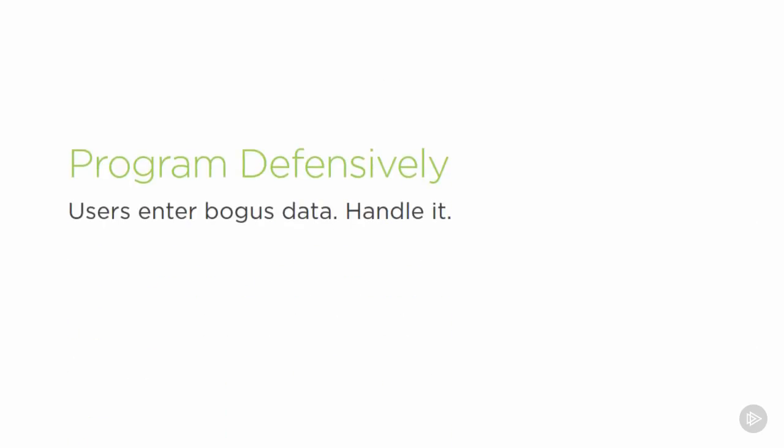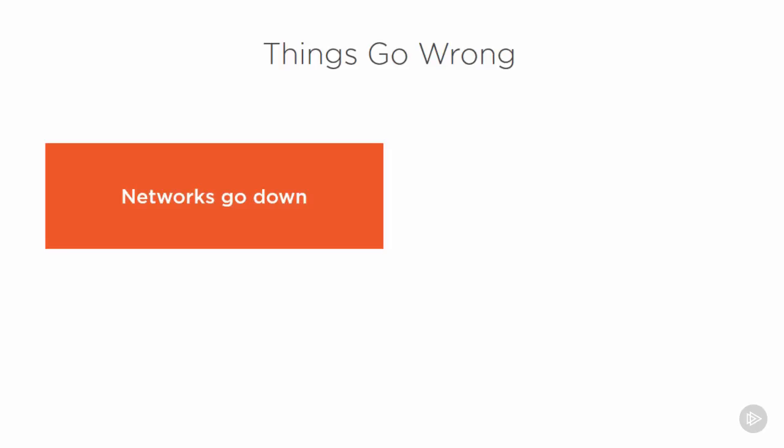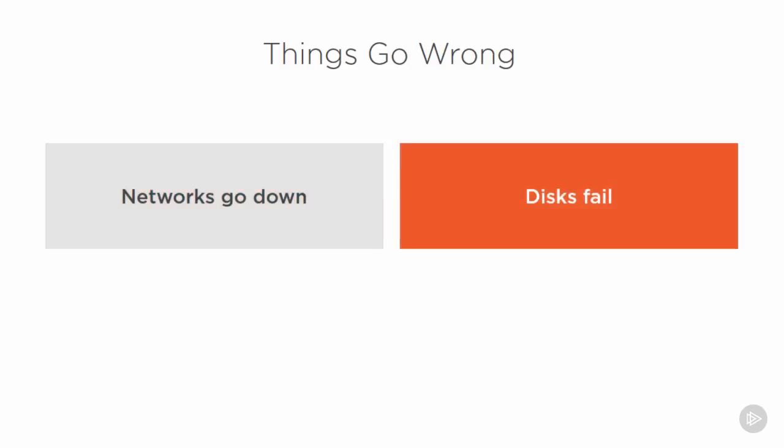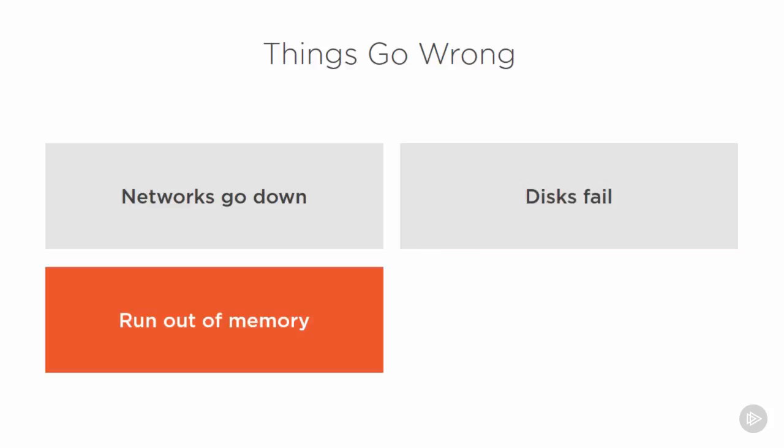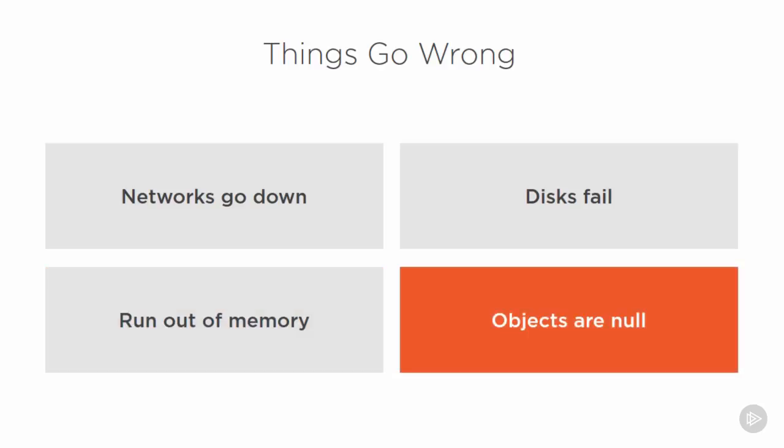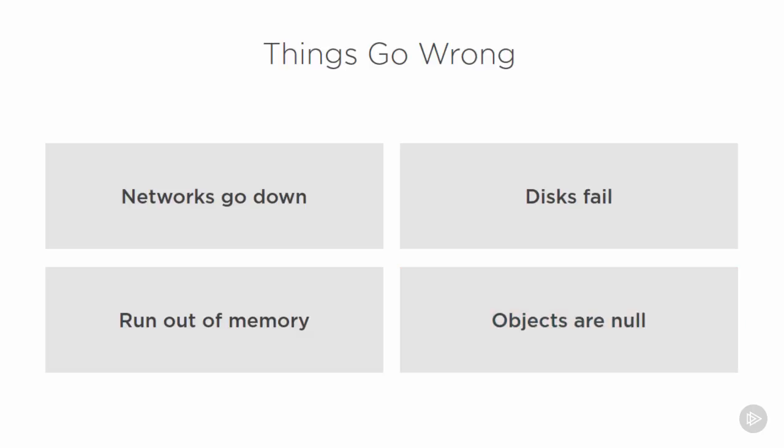Users are inevitably going to enter data that makes no sense. It's important that your program handle that bogus data. Things go wrong while your program is executing. Your network might crash. Your disks might fail. It is possible for the user's computer to run out of memory or run out of disk space. And you may find yourself in a situation where objects are null, and you must handle that.